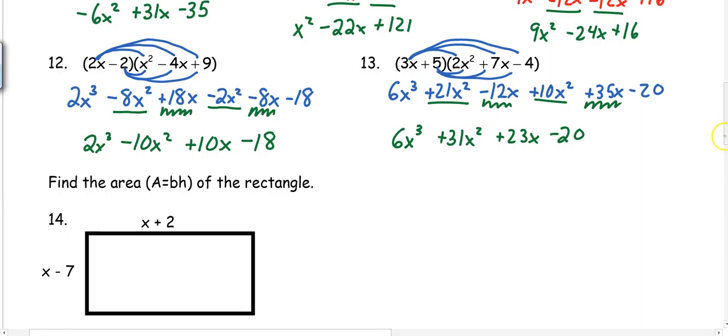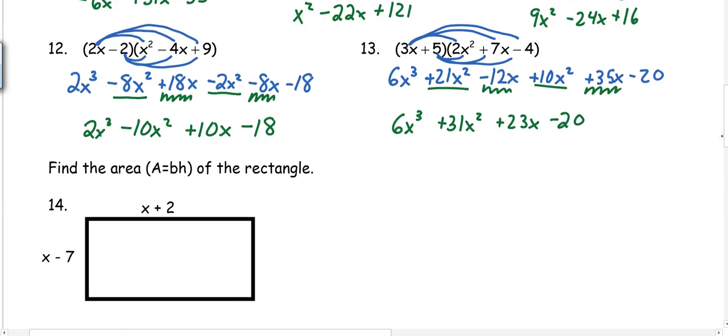The last thing we're going to look at is how to find the area of a rectangle. So remember, area of a rectangle is base times height or length times width. So when I'm going to find the area of the rectangle, I use the two sides that I'm given, x plus 2 and x minus 7, and I'm going to multiply them together. Make sure that each side is set into parentheses. Now, this is just what we've done above.